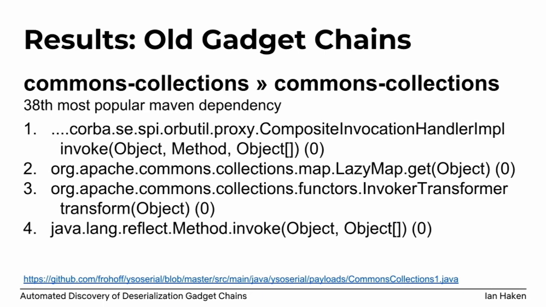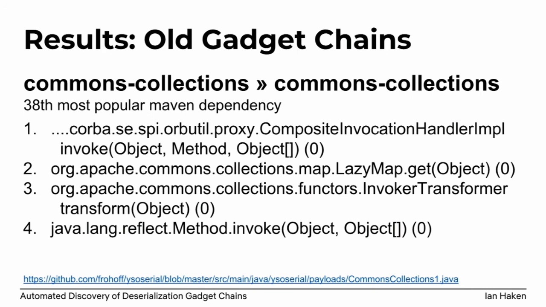So, old gadget chains. Commons Collections, this is the big one that Frohoff and Lawrence talked about in 2015. The reason that this one was so interesting is that it was in Commons Collections, which is the 38th most popular library according to Maven repository. And this is basically what the start of that gadget chain looks like.